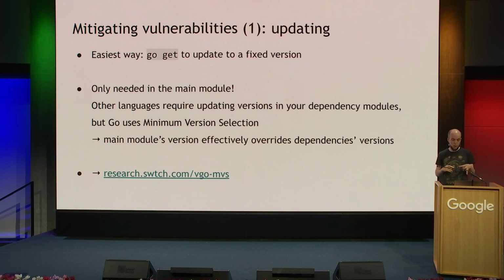If you want to learn more about why we use this algorithm, how it works in detail, and so on, you can go to Russ's blog at research.switch.com/vgomvs for minimum version selection.